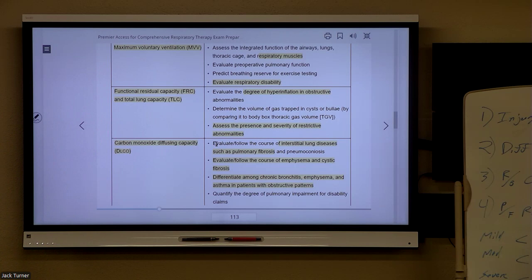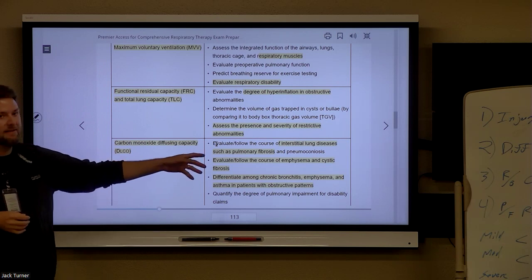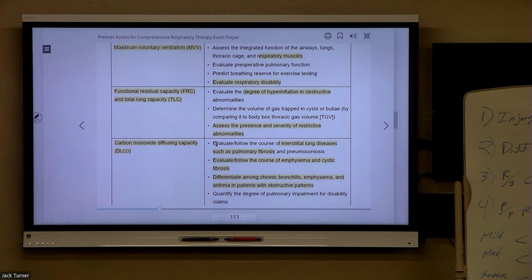DLCO, I want to go ahead and get that if I'm thinking somebody has a restrictive lung disease, because that can tell me if it's interstitial lung disease or pulmonary fibrosis. Those will cause my DLCO to be low. I'll also use DLCO for being able to diagnose either emphysema or cystic fibrosis, because both have low DLCO, and it helps me determine the difference between asthma, chronic bronchitis, and emphysema, right? So if somebody is just obstructive in general, they could either be asthma, chronic bronchitis, or emphysema, and a low DLCO will tell me for sure that it's emphysema, right?